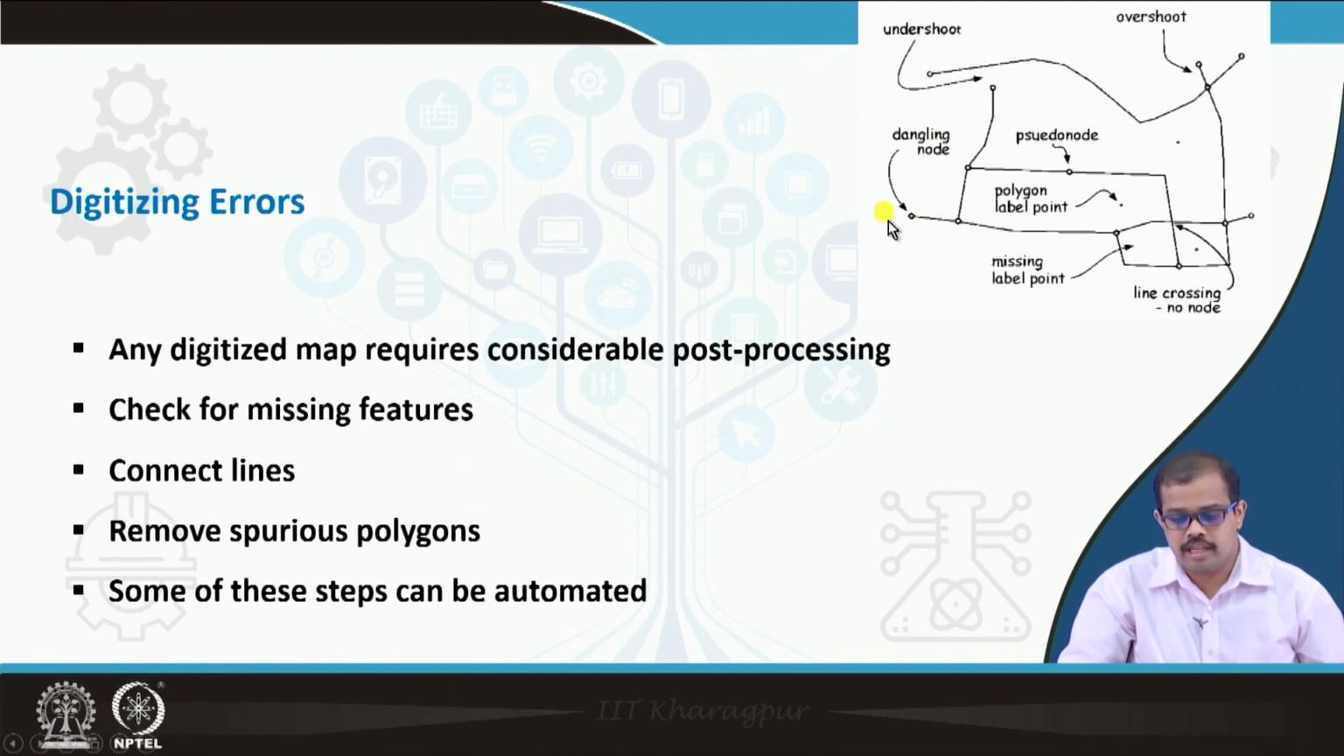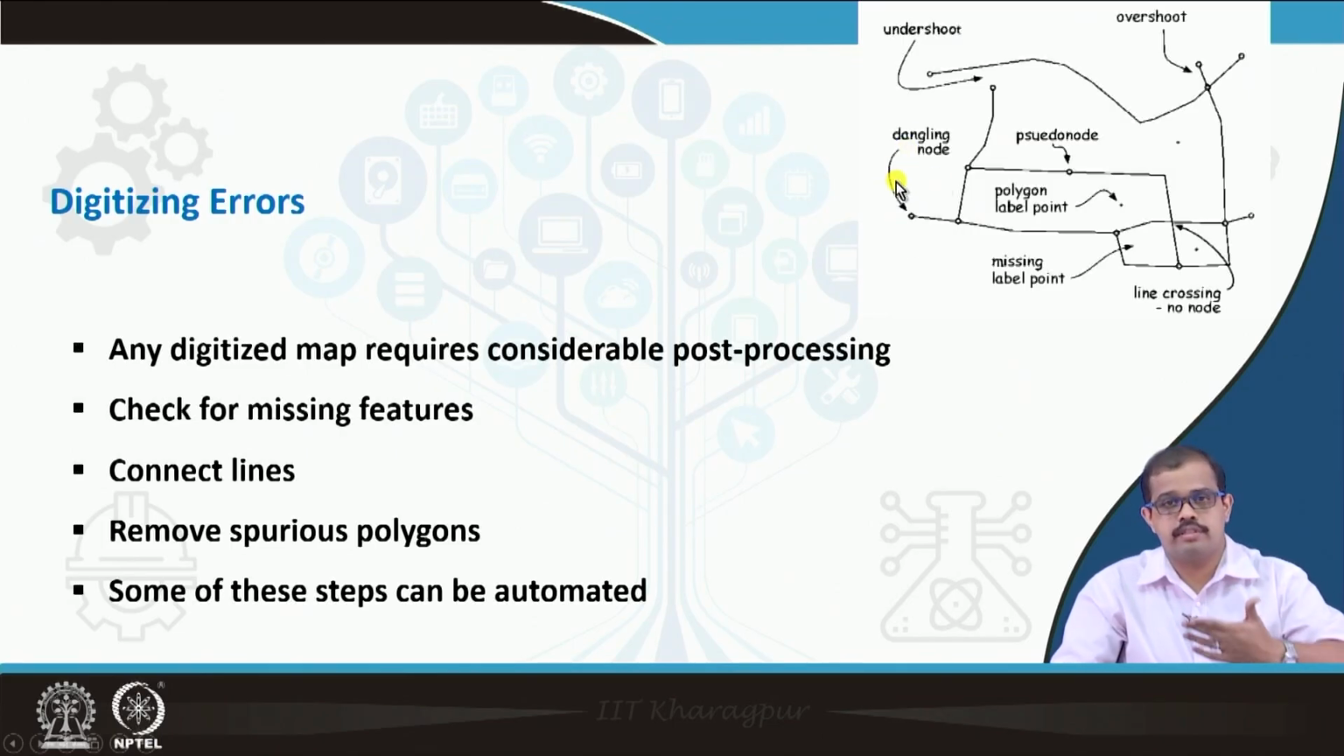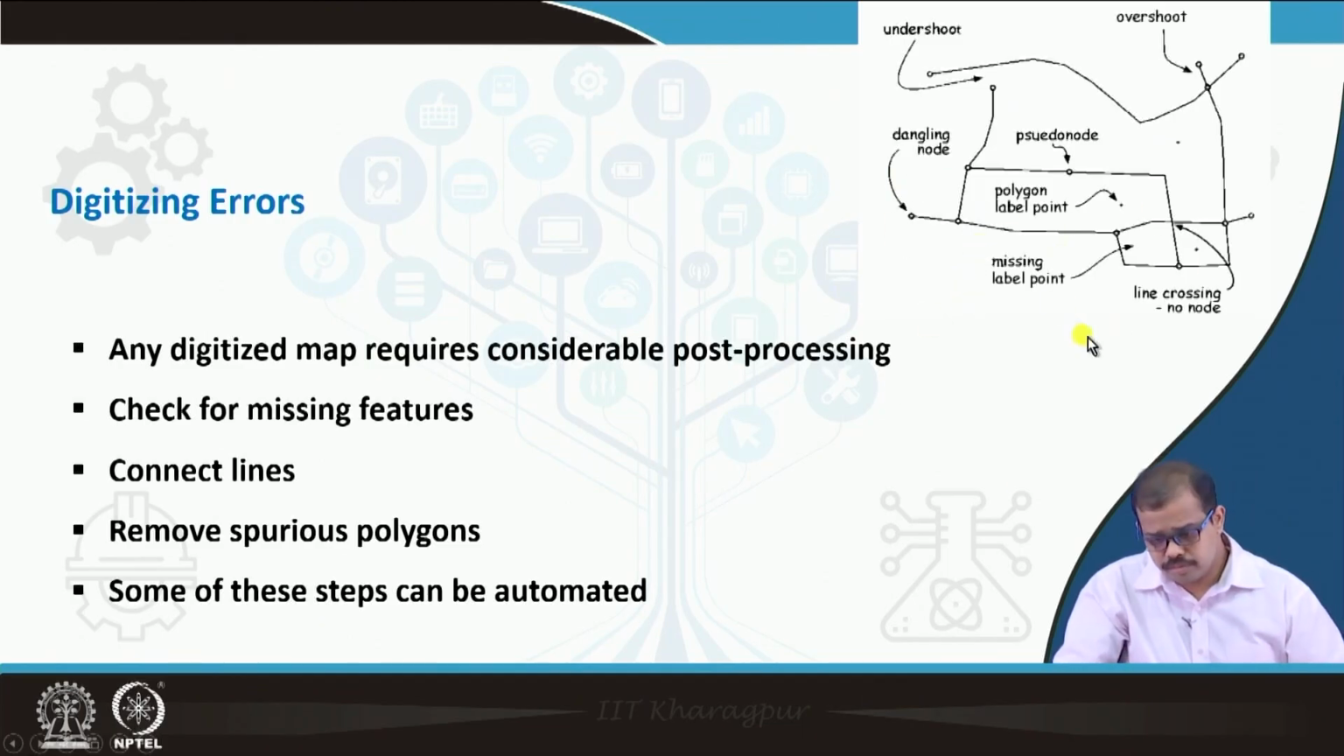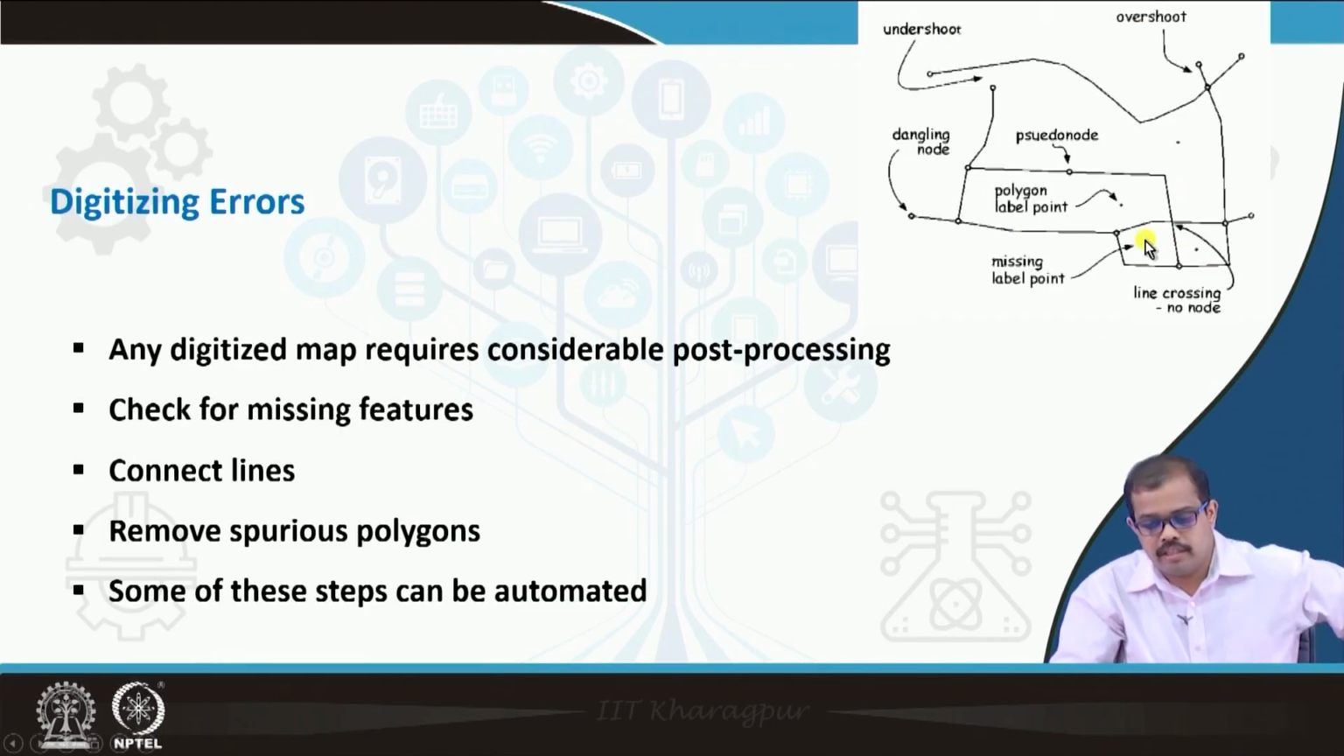See, this had to be connected somewhere, but it is dangling out. Okay, how do you find out this is a dangling node? If you see the original data set, you can find out why it is a dangling node. Most of these are labeled, but there is a label point that is missing here. All these have labels, whereas this particular polygon, or connecting line segment, does not have a label. So this has to be corrected.